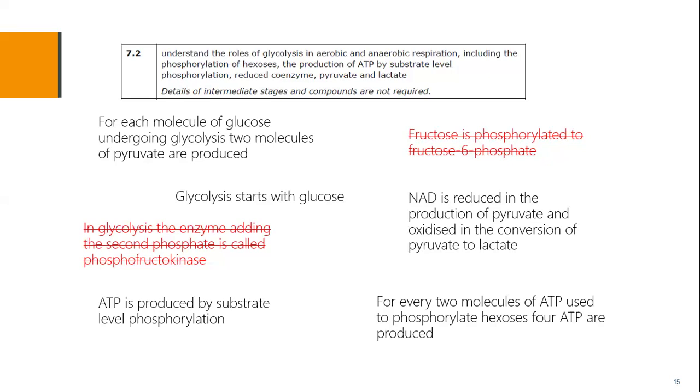You would also expect to teach the other points that you all gave, but these are things that you should be including. What you do not need to include is, in glycolysis, the enzyme adding the second phosphate is called phosphofructokinase, because it says the details of intermediate stages and compounds are not required. You also do not need to teach that fructose is phosphorylated to fructose 6-phosphate.